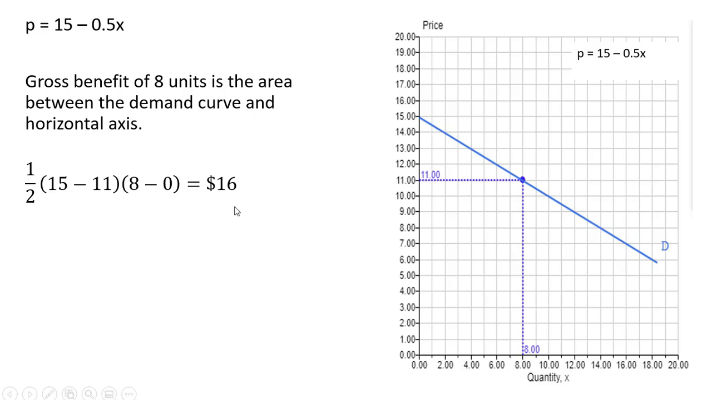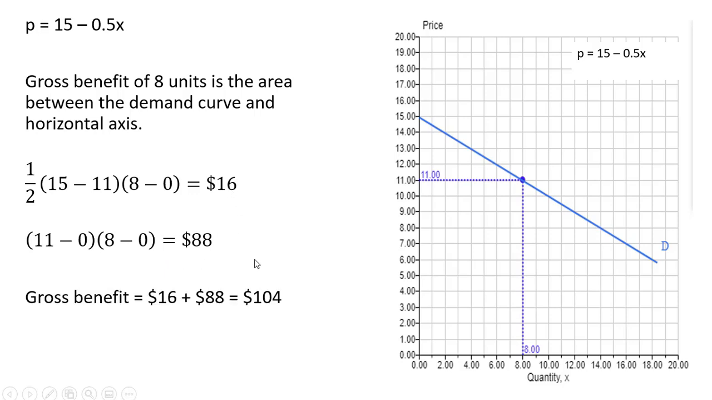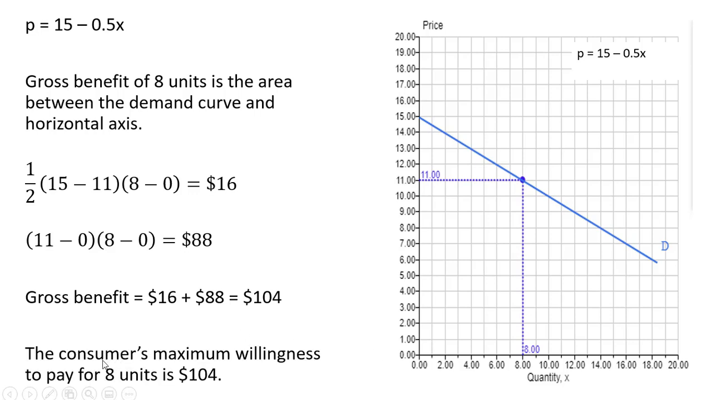We get $16. And then the next part of this area between the demand curve and the horizontal axis is going to be a rectangle. It's going to be an 11 by 8 rectangle, and that's $88. So adding up 16 and 88, the gross benefit here is going to be $104. The consumer's maximum willingness to pay, in other words, is $104.